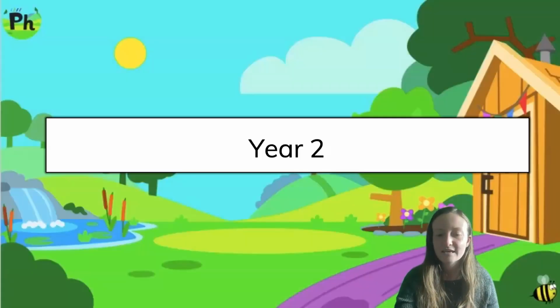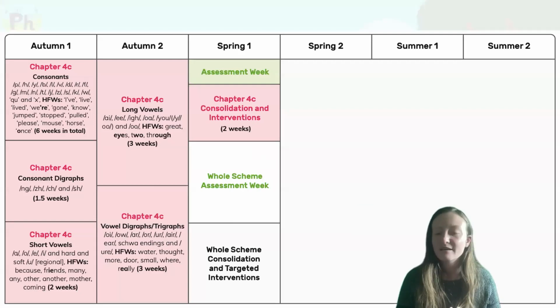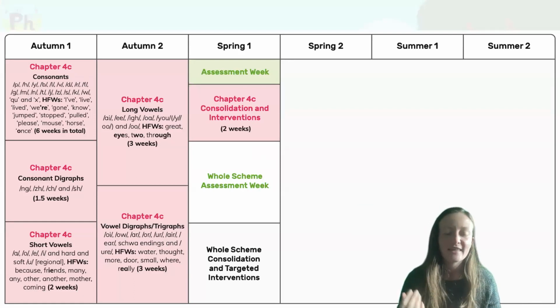And then finally, we've got year 2. So we finish off 4C. We started the consonants of 4C in year 1. And then we're going to move on to the consonant digraphs, the short vowels, the long vowels, and the vowel digraphs and trigraphs. So within 4C, you do recap every single phoneme apart from the schwa because it has no common alternatives. Every other phoneme is recapped with all GPCs that match with it.